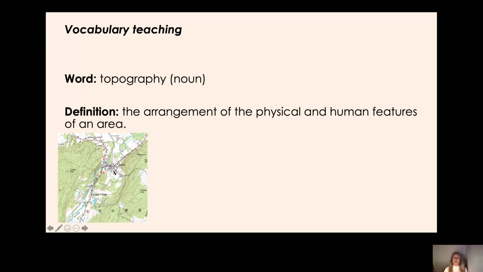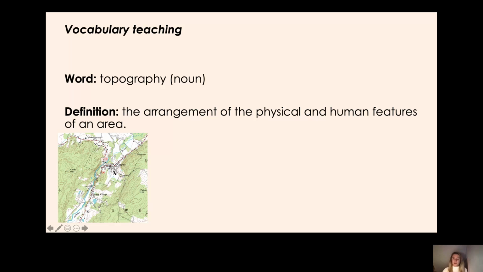And a map shows you the topography of an area. Okay, it shows you where something is, where a physical feature is in relation to another physical feature, or a physical feature in relation to a human feature. It shows you where everything is, the arrangement of all the physical and human features.